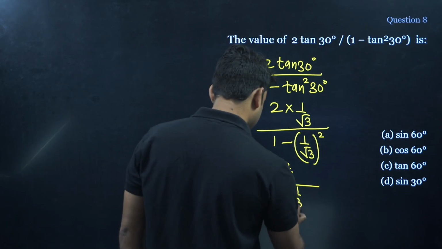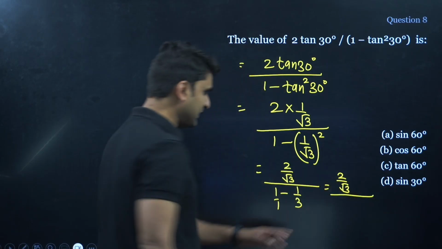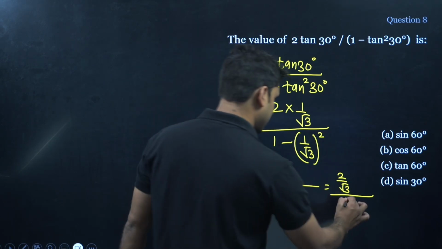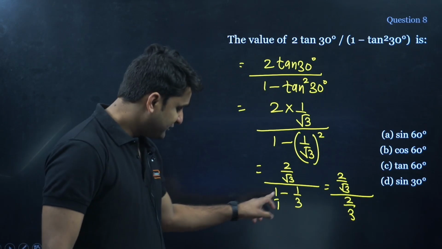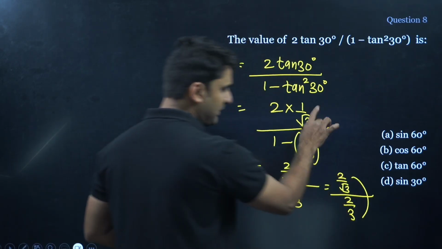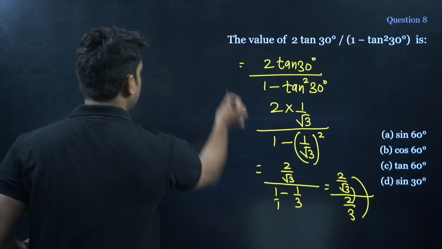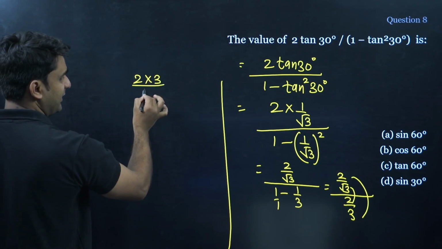Let's solve this. So 2 by root 3 will remain as it is. And if we take here LCM, so 3 minus 1 over 3, 3 minus 1 will be 2, and this is 2 by 3. Clear everyone? 3 minus 1 is 2, 2 by 3. Now top will multiply with bottommost, and middle value with middle value. So what will be the result? 2 into 3 divided by 2 root 3.